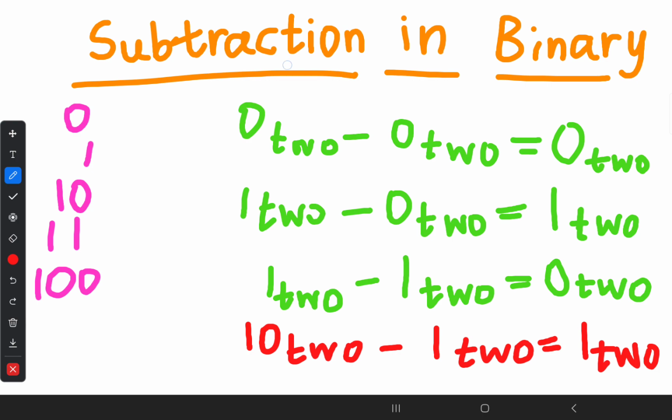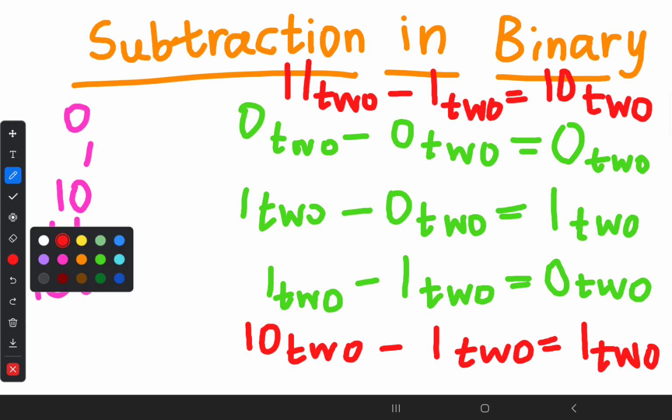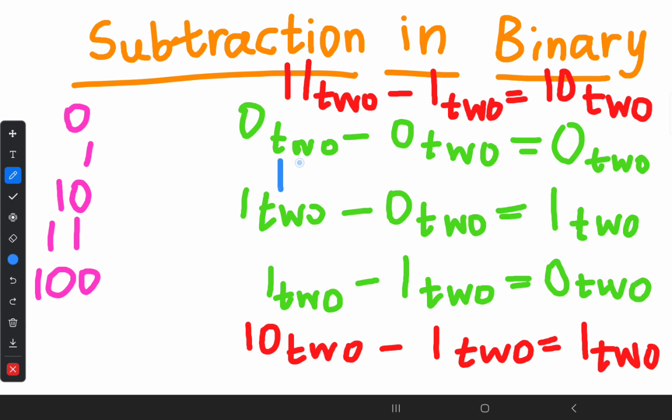Okay. Then next thing, 11 base 2 minus 1. 11 minus 1 in actual subtraction, that's 10. 10 is a binary number, so we can directly write our answer as 10 base 2. That is the way you should subtract. And one more thing. 11 base 2 minus 10: 11 minus 10 is 1. 1 is a binary number, so we can write our answer as 1 base 2.